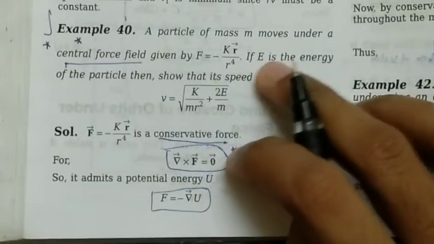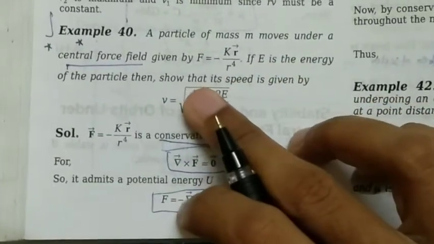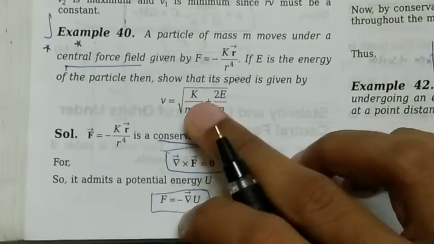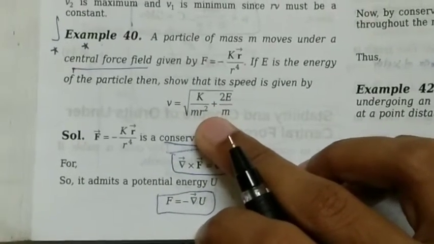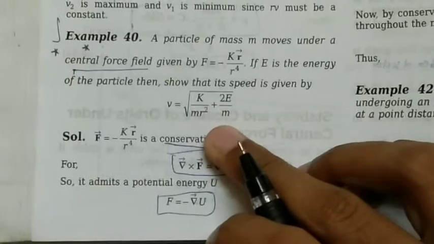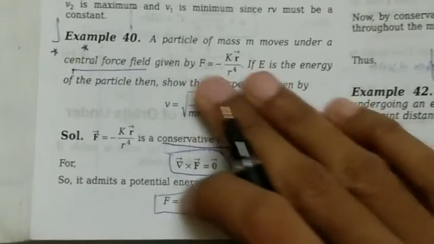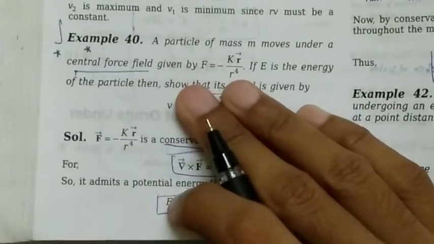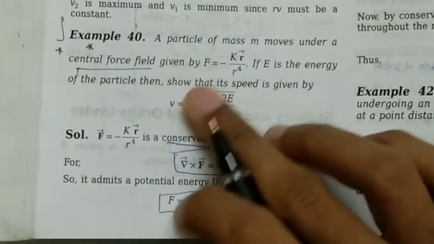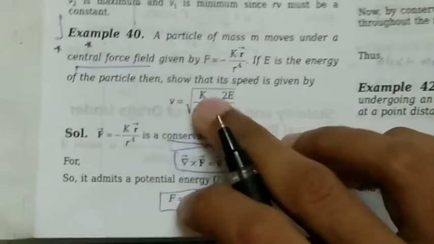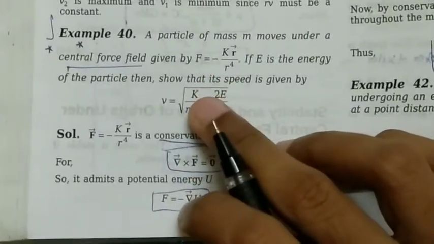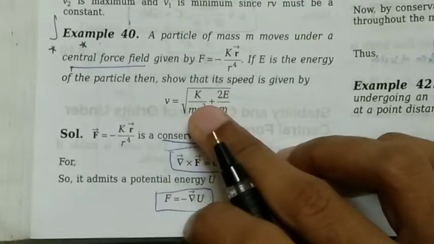So if E is the energy of the particle, then show that its speed is given by v equals square root of k by m r squared plus 2E by m. So actually we need to find the speed of the particle, and we have to prove that it is this one. Finally, we have to prove that the speed of the particle is this.